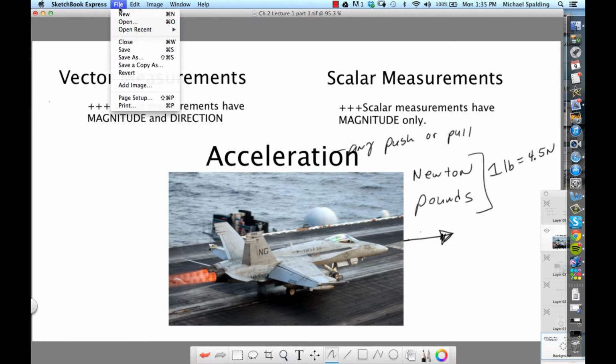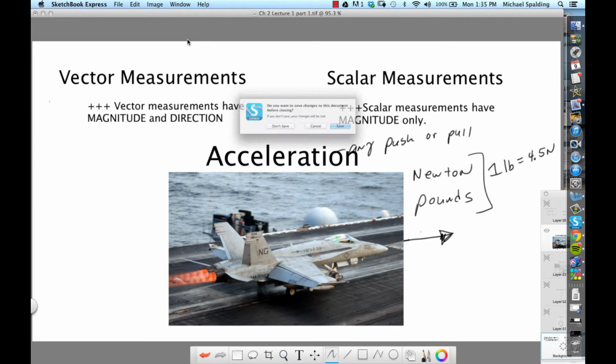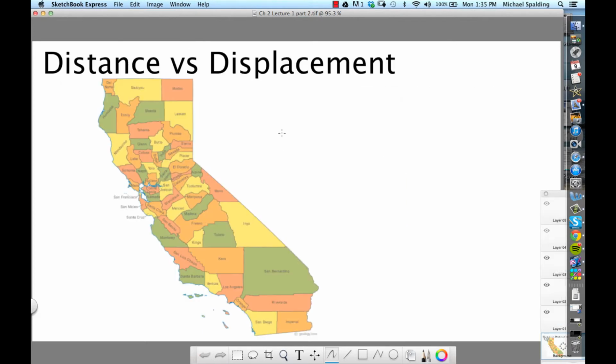So any measurement with a direction is vector. Okay, now there's one tricky situation, or some tricky terms here. So 2 terms that have a very similar meaning. So you've all heard of distance. What's the distance from here to there? That's what we would say outside this room. A word you may or may not have heard of is displacement. Have you guys heard of displacement?